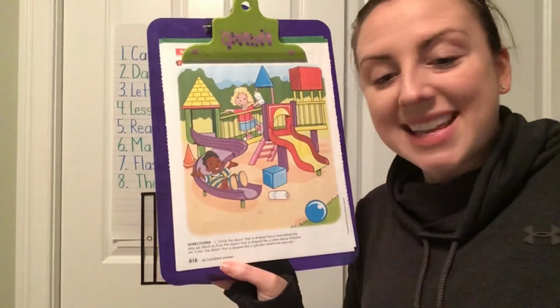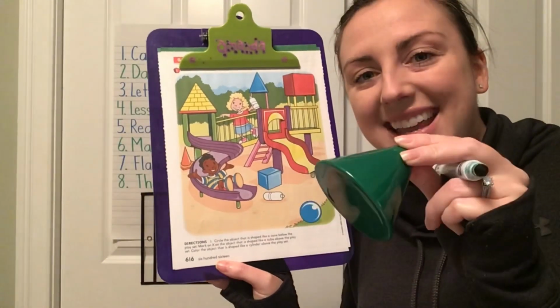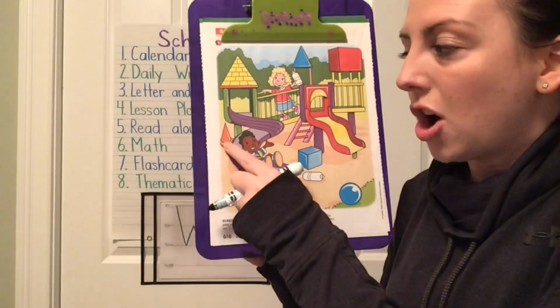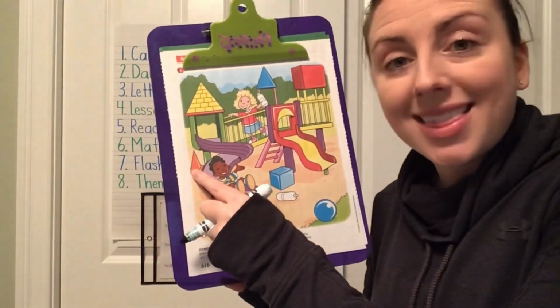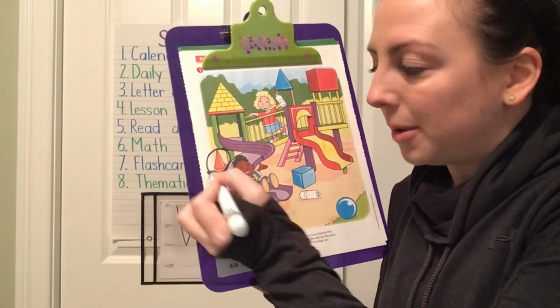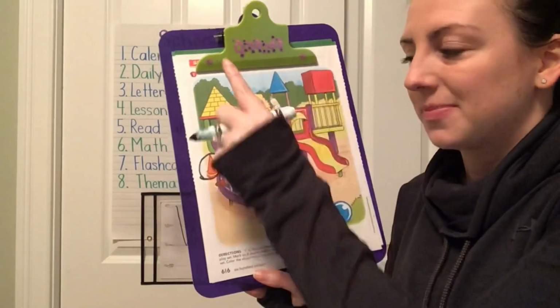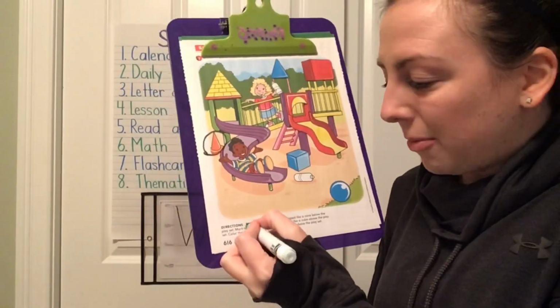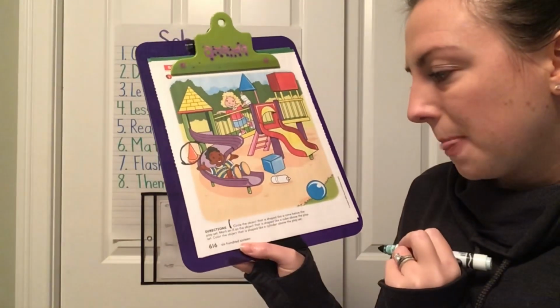A cone is like a party hat. So it says circle the object shaped like a cone below the playset. Well, this cone is below the playset. It's not above it. It's below it. All right, we've done number 1. Let's move on to number 2.